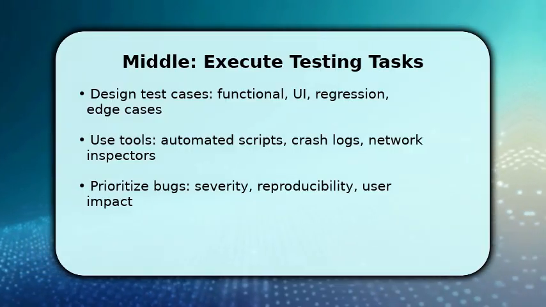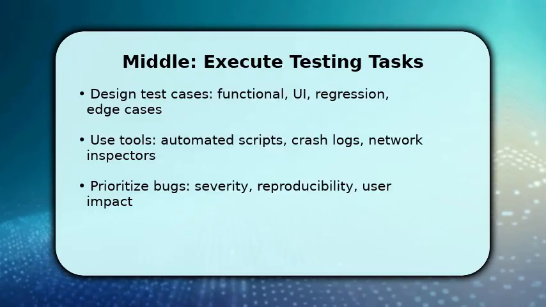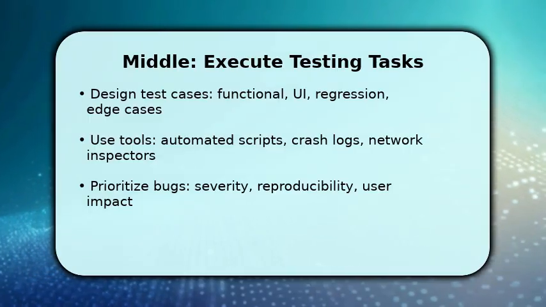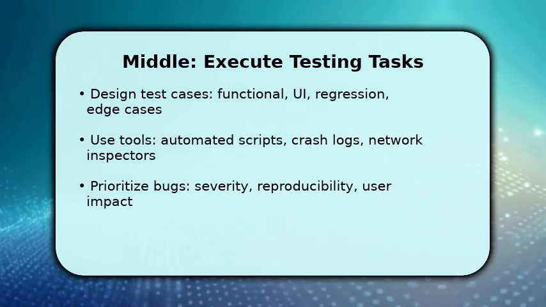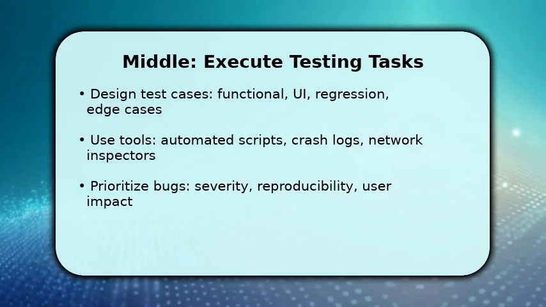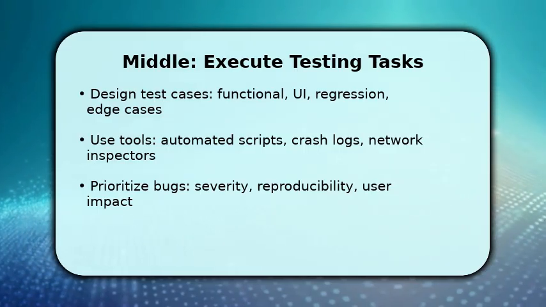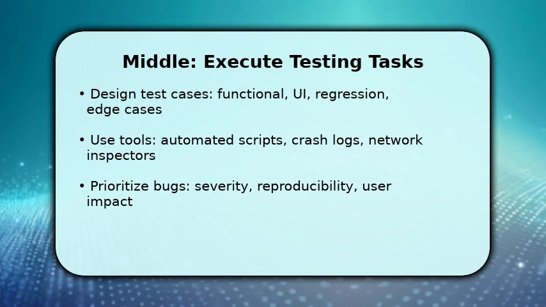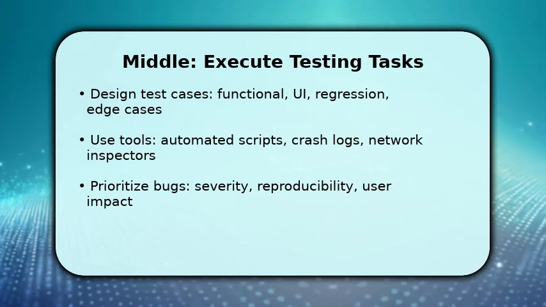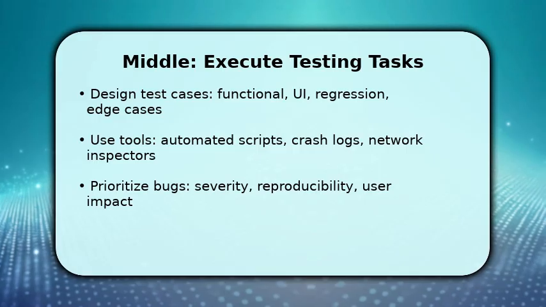Run automated scripts for repetitive paths while manually exploring unpredictable behavior, extract crash logs, and use network inspectors to see payloads and latency. Once you observe issues, prioritize based on severity, how often they reproduce, and who they affect. This helps developers triage. Make sure to link steps to reproduce and screenshots to speed resolution and avoid back-and-forth.